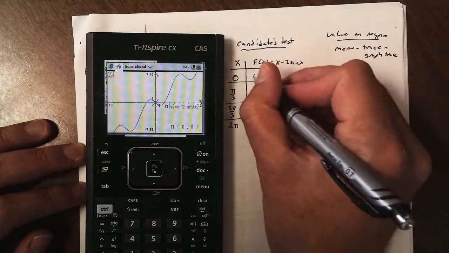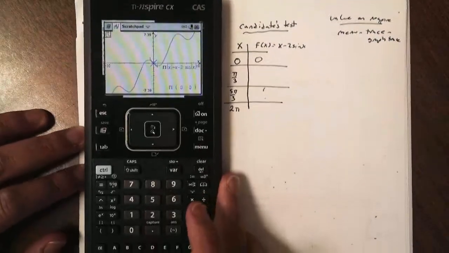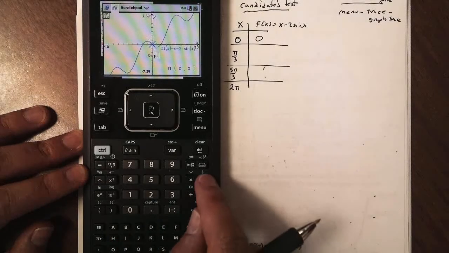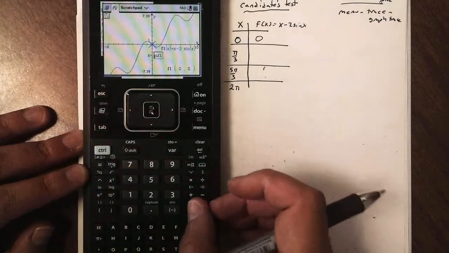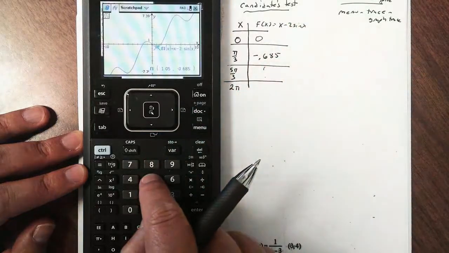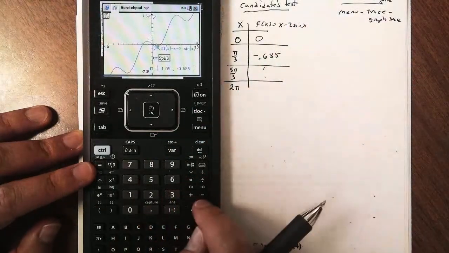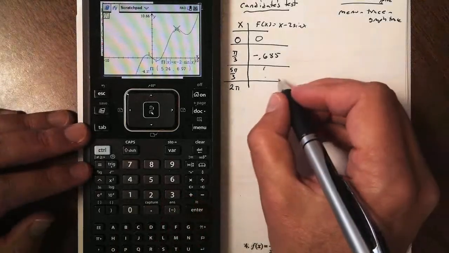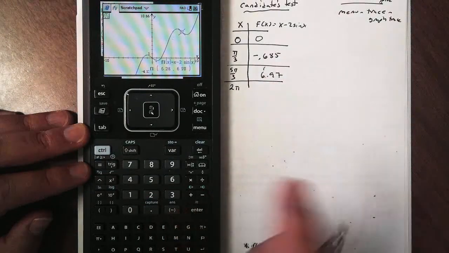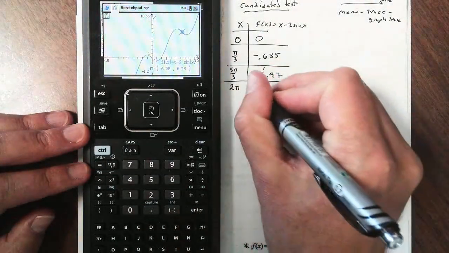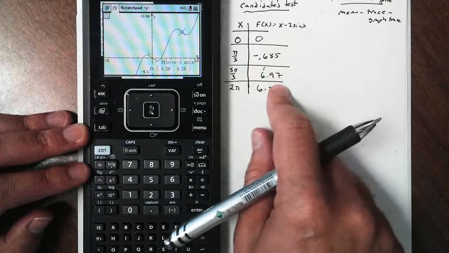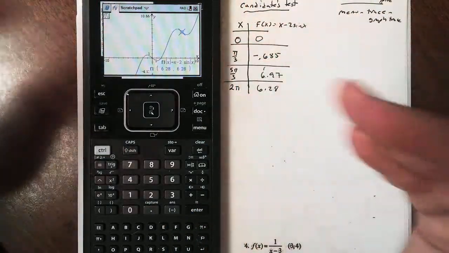0, 0, pi over 3. I never find the pi button, but these calculators are cool. I can just type in the word pi, P-I, divided by 3. Escape, enter. And I get negative 0.685. And to do 5 pi over 3, 5 pi divided by 3. Same way. And I get 6.97. And I go 2 pi, and I get 6.28. If you just look at these in fraction notation, these would be really hard to tell. But that's why the calculator is nice. If they say you can use a calculator, use the calculator.